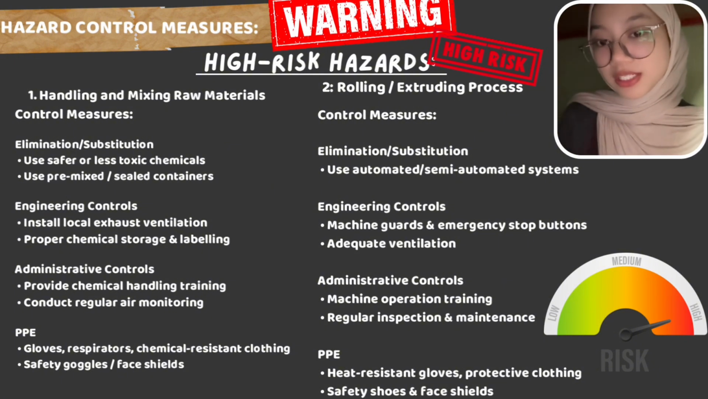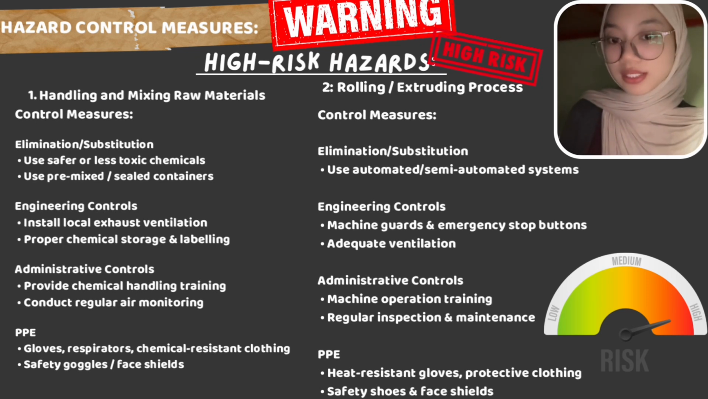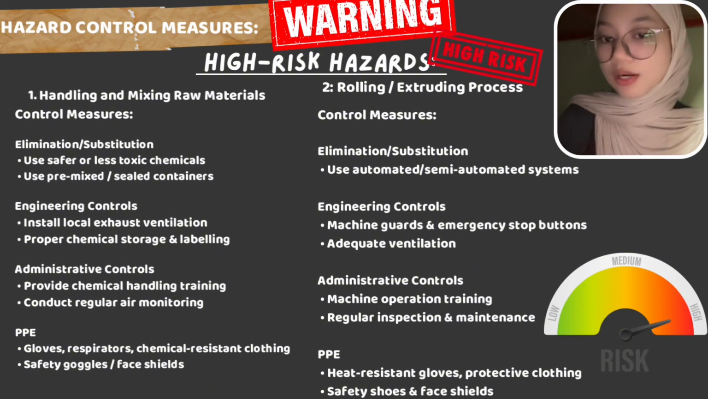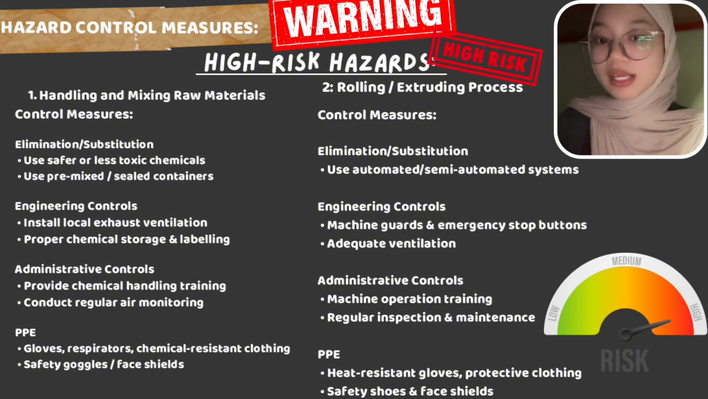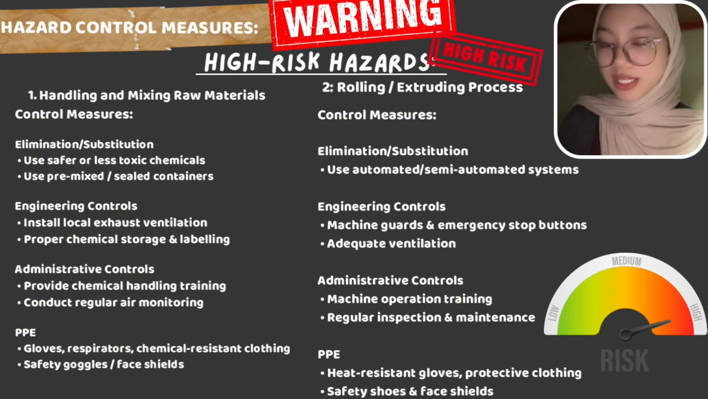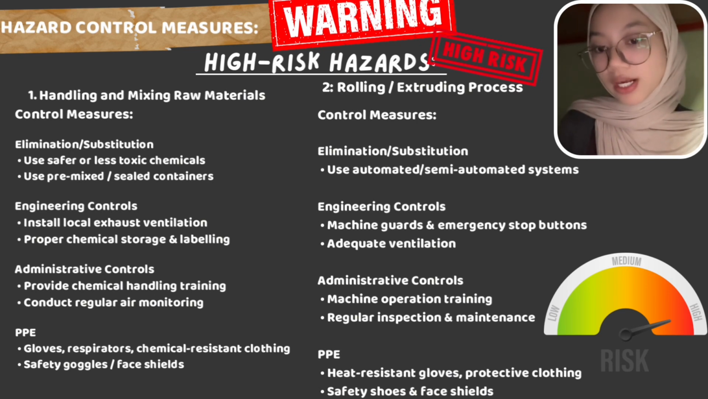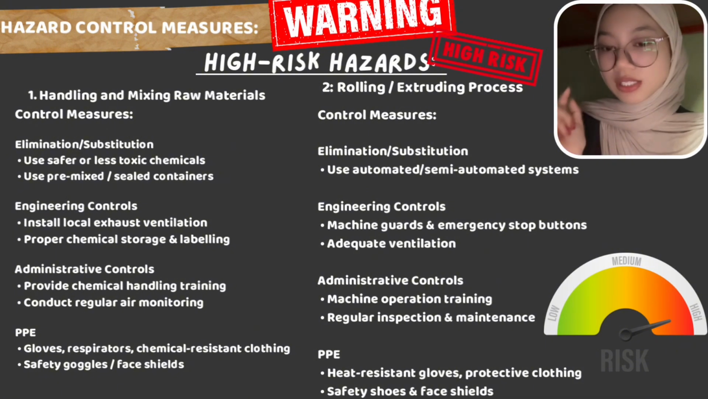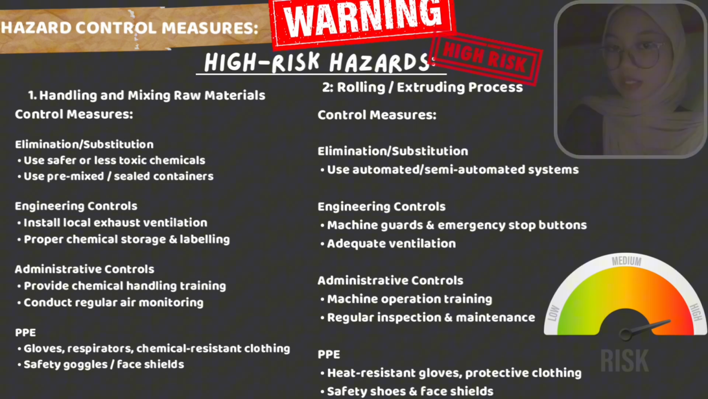For administrative controls, workers receive training on how to operate the machine safely, and regular inspections and maintenance are also carried out to ensure the equipment stays in good condition. And lastly, in terms of PPE, workers should wear heat-resistant gloves and protective clothing because the machines are hot. Safety shoes and face shields are also required to prevent injuries.